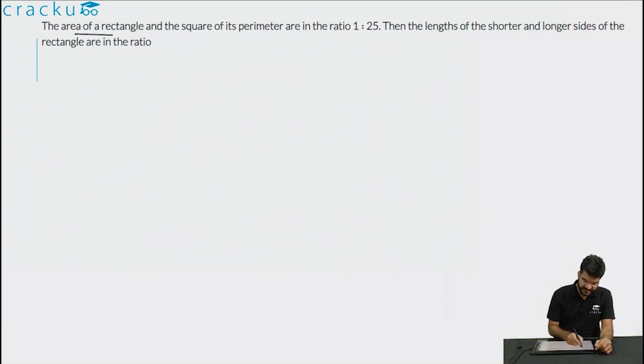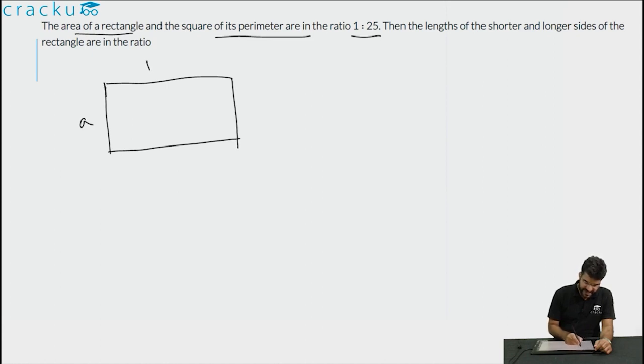In this question it is given that there is a rectangle. The area of the rectangle and the square of its perimeter are in the ratio 1:25. So let us first look at the rectangle. Say this is the rectangle. Let the sides of the rectangle be A and B.